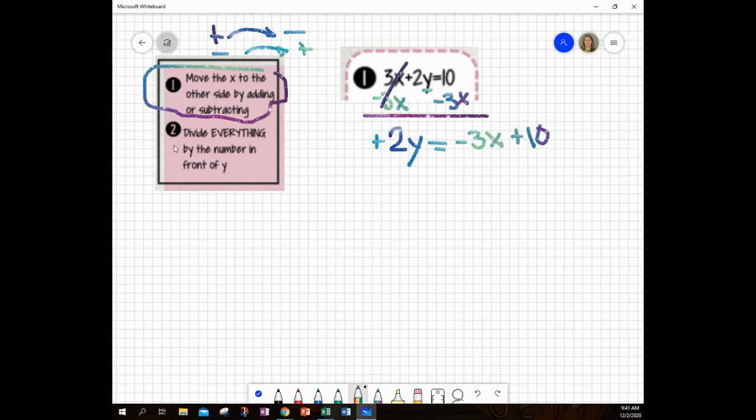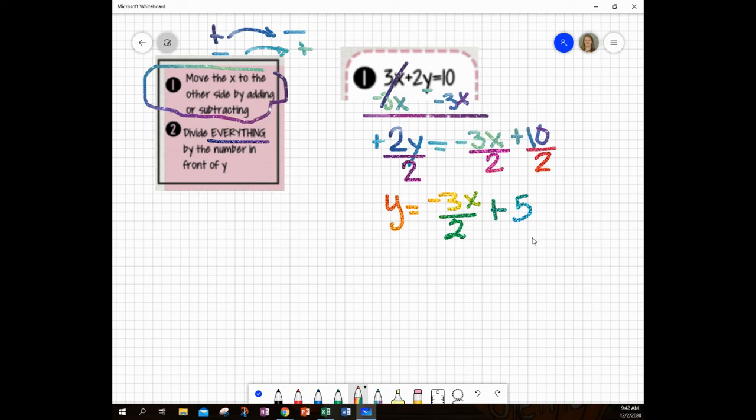So the order necessarily doesn't matter. All right, step two, we're going to divide everything by the number in front of y. So my number in front of y is 2, so I'm going to divide everything by 2. Now the good news is we can pretty much just graph this. So I have negative 3x over 2 plus, I can simplify this. So 10 over 2 is going to be 5.